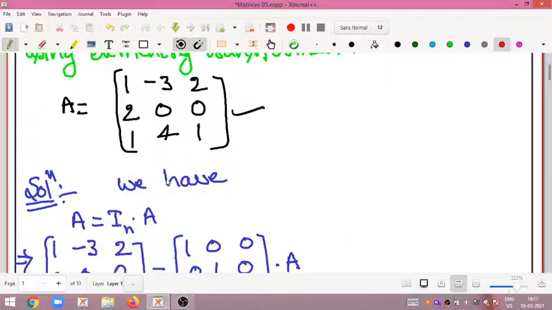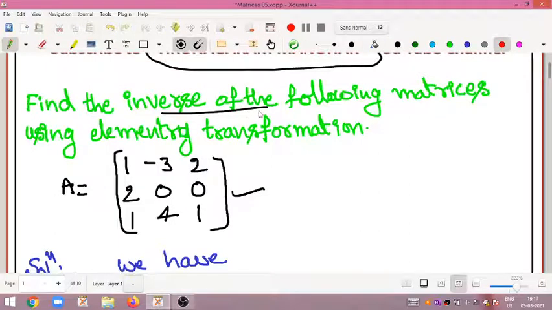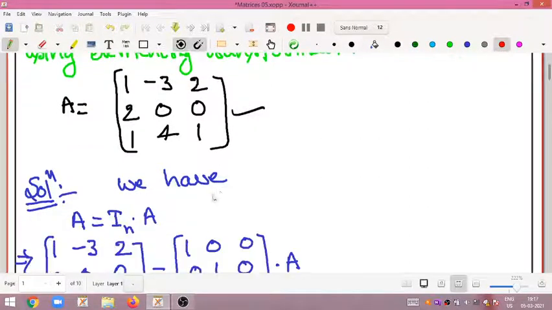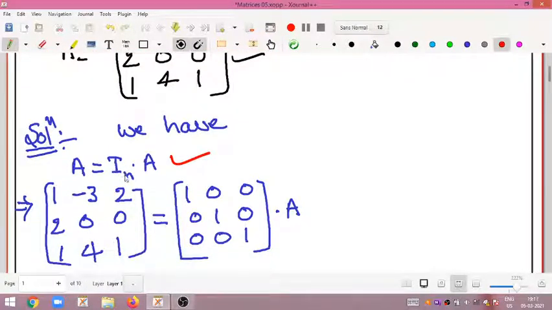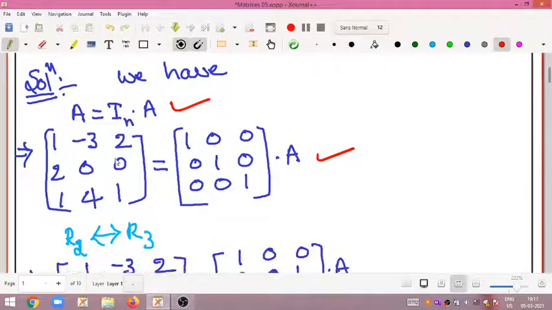See here. For finding the inverse by using elementary transformation, we choose the equation A = IA, where I is the identity matrix of the order of A. So A is as it is: 1 -3 2, 2 0 4, 1 4 1, and the identity matrix 1 0 0, 0 1 0, 0 0 1, into A. Now we want to change this matrix into the identity matrix, and we do the same operations on the identity matrix.